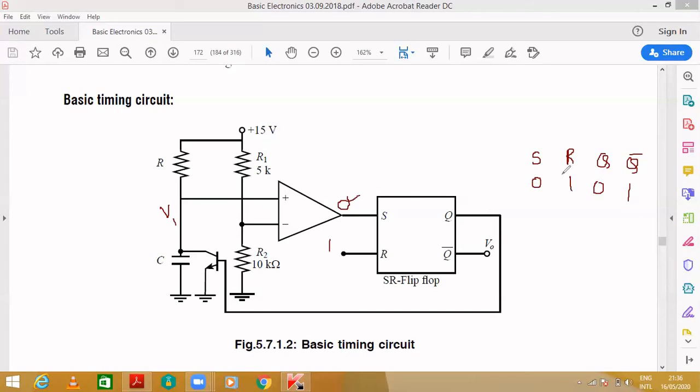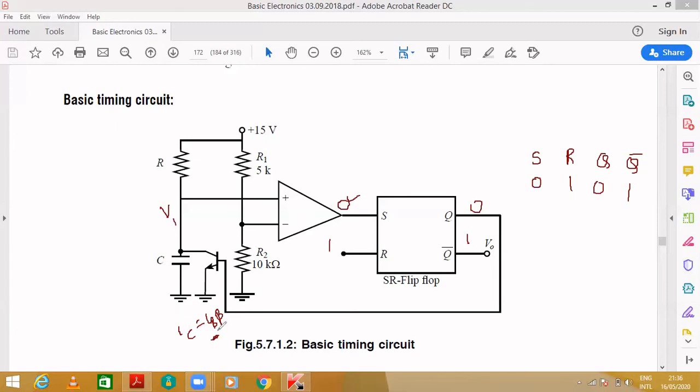Depending on this, S is 0 and R is 1, so the output of the flip-flop will be 0. This is 0, this is 1, and this 0 will be given to the base of the transistor. When the base of the transistor is 0, the base current will be 0. Then IC is equal to beta IB, isn't it? So when there is no base current, the collector current also decreases.